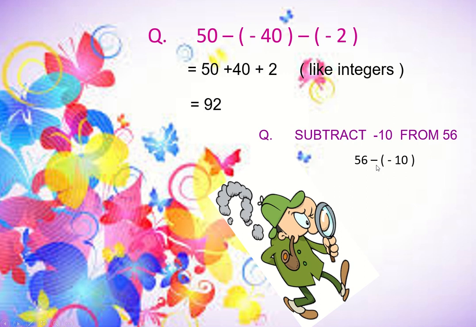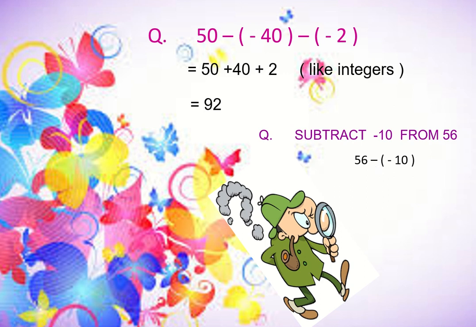Which number do we want to subtract? What is given? Minus 10. So I will put minus 10 in the bracket, whatever we want to subtract. Okay. Now it is a simpler question, like question number 1 of this exercise.